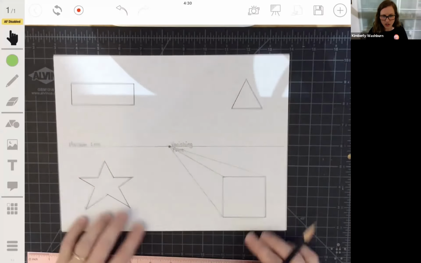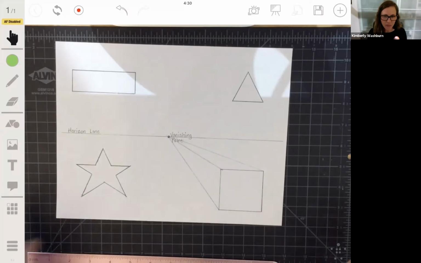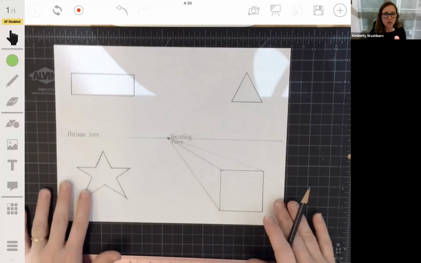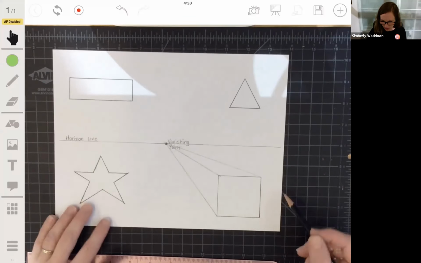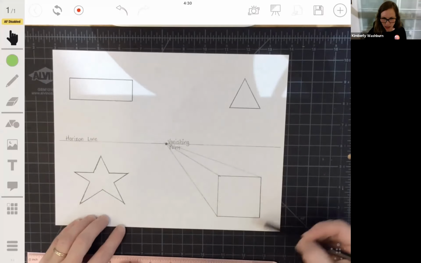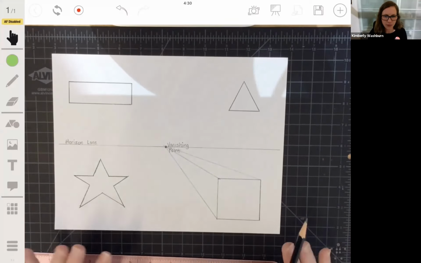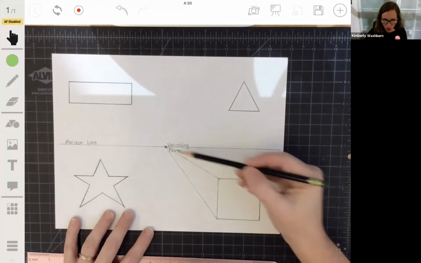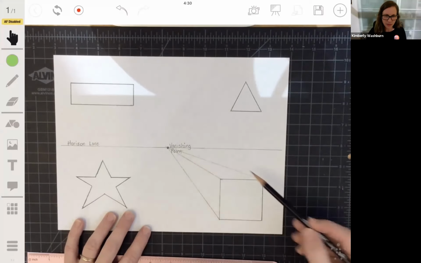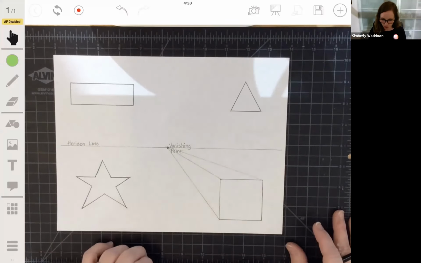Now, all I've done is draw 3 lines, but already this looks 3-dimensional. Those are just 3 simple lines that have turned my square into a cube. So that's really simple to do, but I've already turned my shape into something that's 3-dimensional.